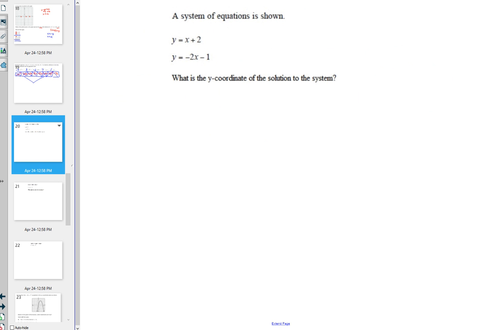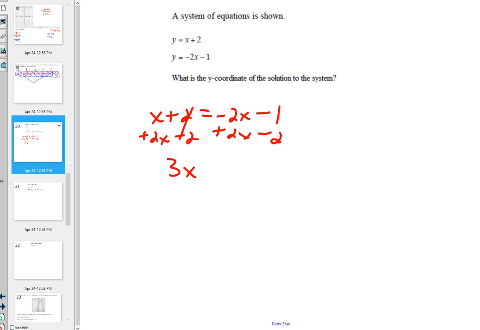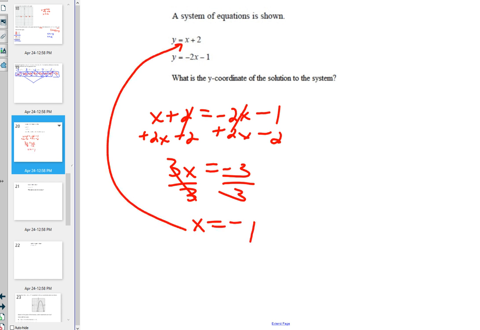All right, let me just finish this one here real quick. A system. Make these equal to each other. That's substitution. I plug in one y for the other. If you need any more help with any of these, you've got to see me during odd hours. 3x is equal to negative 3, so x is negative 1. If I plug that into either one, let's plug it into the first one. What is negative 1 plus 2? 1. So that's what you want to put in. Put 1.